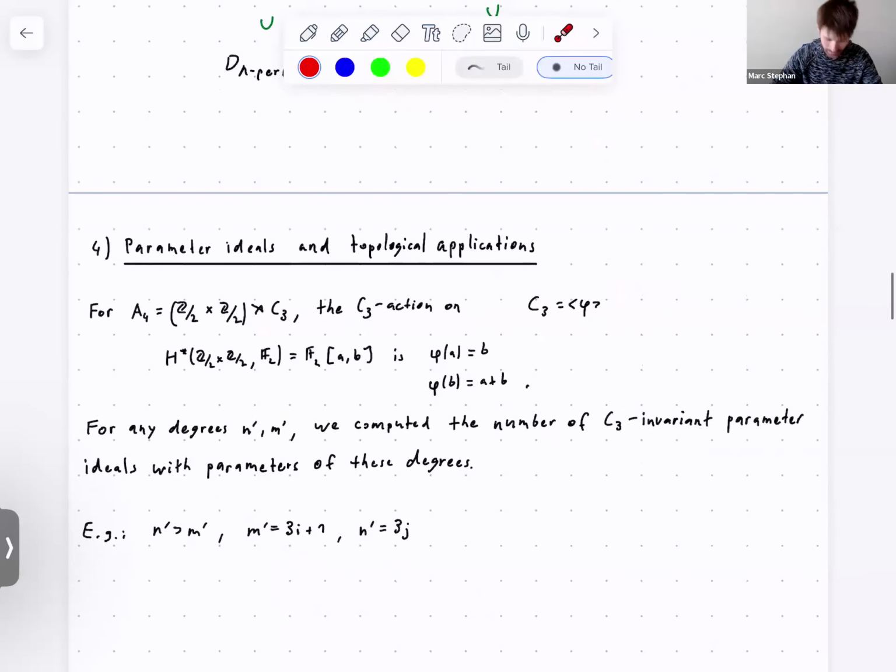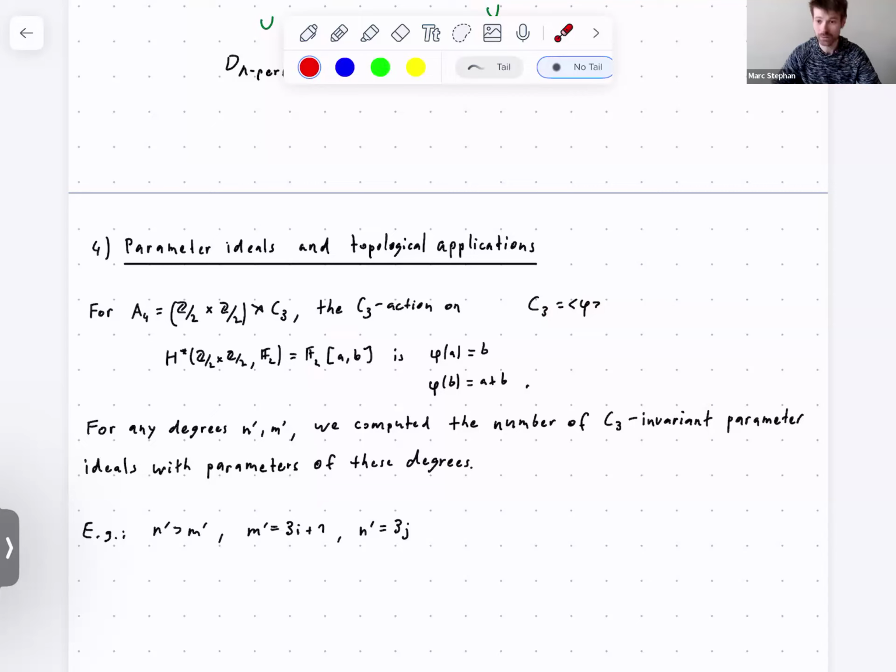So I'd like to go back to our motivating question or the teasers in the beginning. So for that, we want to consider now A4. And I said already that the group homology is a polynomial ring in 2 generators of degree 1. And let's say phi is a generator of C3, then if we do somehow consistent choices, then the action of this group on the group homology sends one generator to the other one and the second one to the sum A plus B.